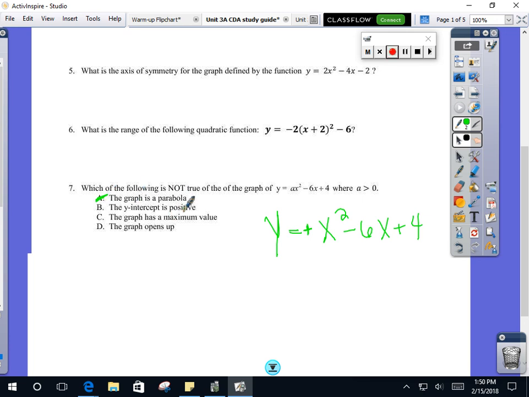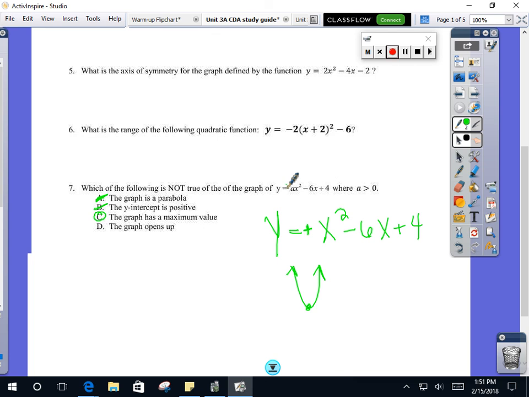Will the y-intercept be positive? What is the y-intercept? 4. Remember, the c value in standard form is your y-intercept, so that's definitely positive. Will the graph have a maximum value? Why not? If your a value is positive, it opens up, and it will have a minimum, not a maximum, so this is the one that's not true.